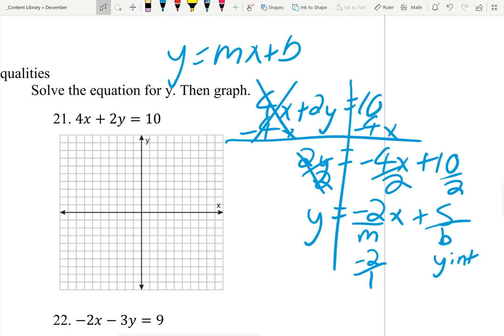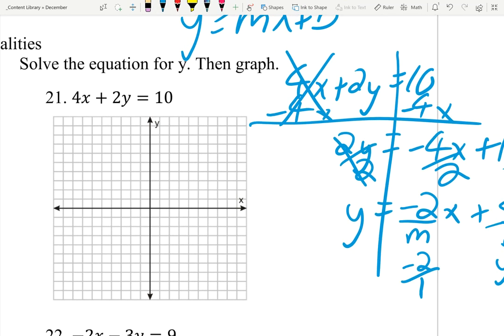So in order to graph this line that I've just come up with, I'm going to start with my y-intercept, the 5. So I'm going to look at my graph. I'm going to go up to 5 on the y-axis. So starting at the center where 0 is, 5 will be 5 units up. 1, 2, 3, 4, 5. But that puts us right here.